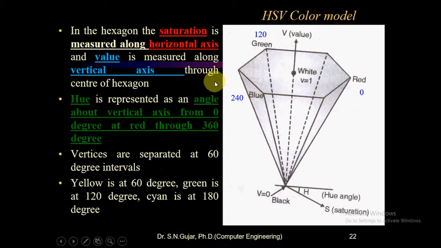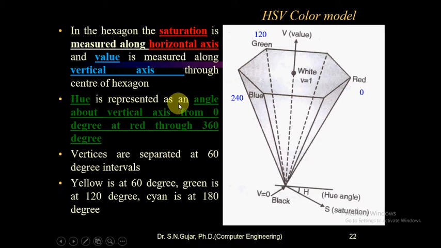Now how is the HSV color model going to form from this hexagon? We trace the hexagon's center point to the bottom, and all the lines are put in. The dotted lines are the hidden lines, and the complete lines are the ones in front. So in the hexagon, the saturation is measured along the horizontal axis, and the value is measured along the vertical axis through the center of the hexagon.